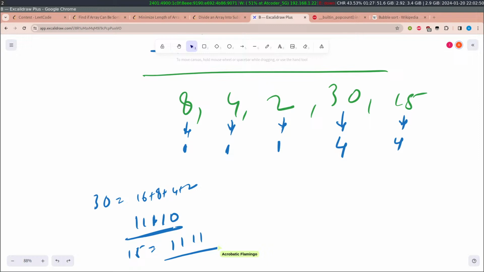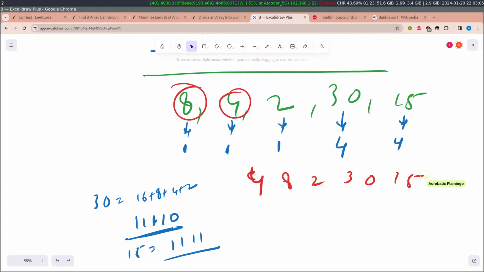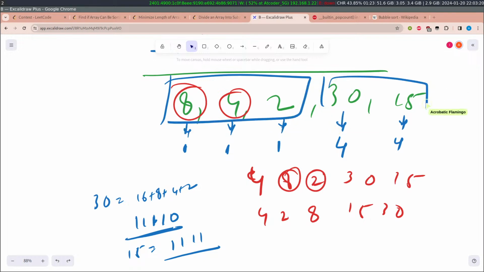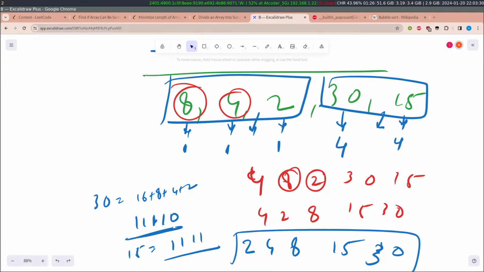So we can perform insertion or bubble sort over here. We can first swap 8 with 4, so the array would be 4, 8, 2, 30, 15. Then we can swap 2 and 8 as well. And then we can swap 15 and 30 as well. The idea is we can swap these elements however we want, and we can also swap these elements however we want. And if we sort this part and this part, our final array would look like this. And this is indeed the sorted array. So that was the main idea for this problem.